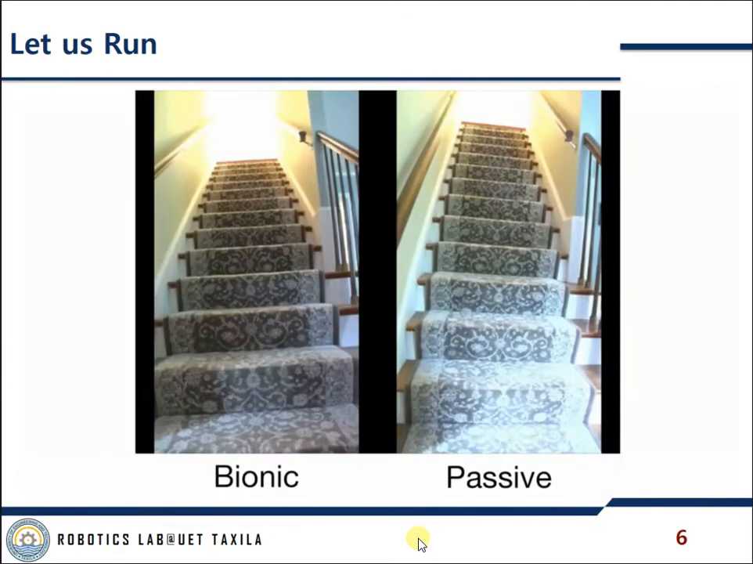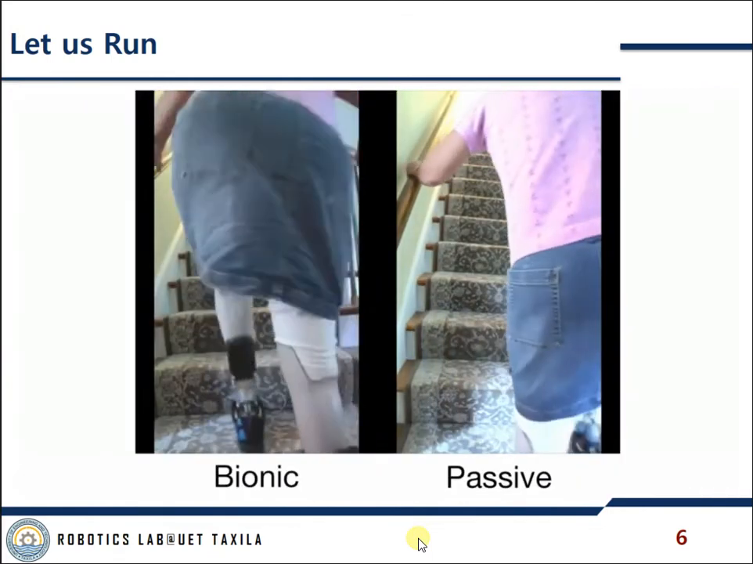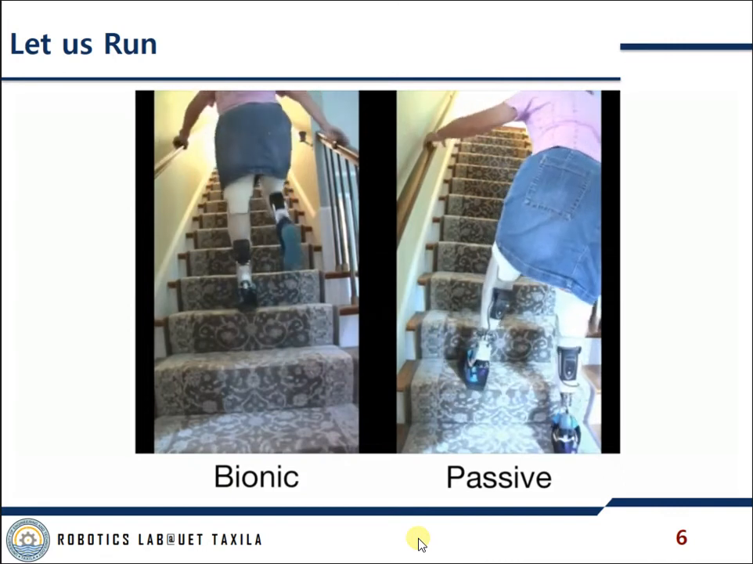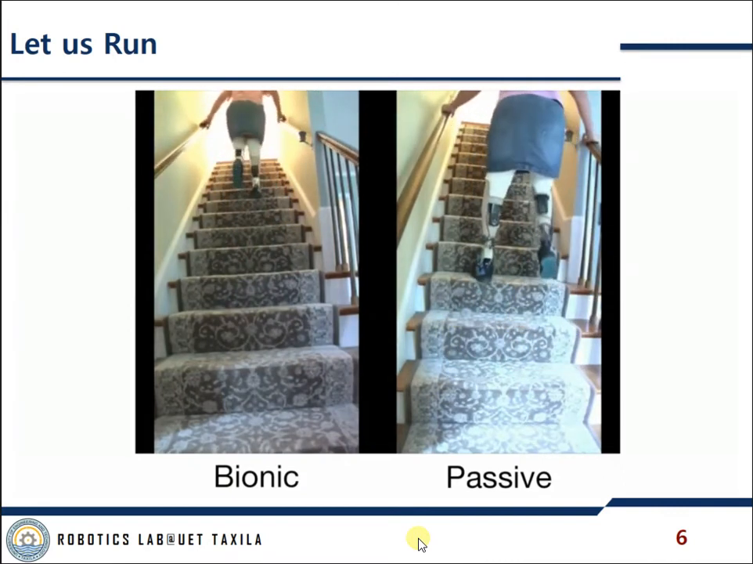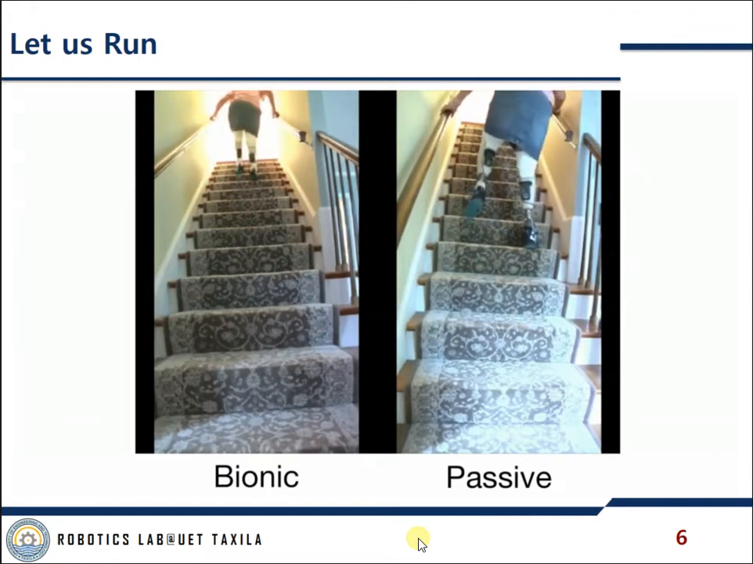So on the left, you see the bionic device worn by a lady. On the right, a passive device worn by the same lady that fails to emulate normal muscle function, enabling her to do something everyone should be able to do, go up and down their steps at home.